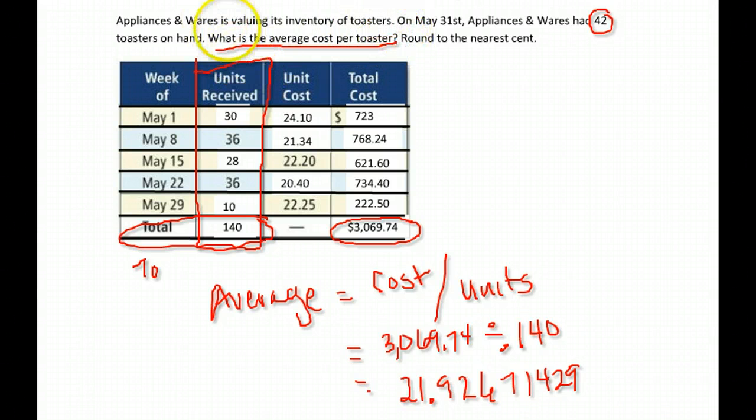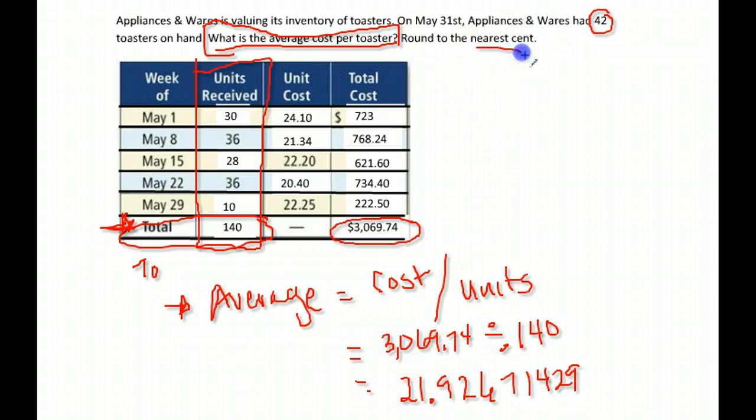So that first question we did, we had to do a lot more work. We had to do the totals. They hadn't done that for us. Then we had to find the average cost, which we just did. And then we had to find the value of the inventory. Now this question doesn't ask for the value of the inventory. It just wants to know what's the average cost per toaster. It's 21.92. So here we get to stop.